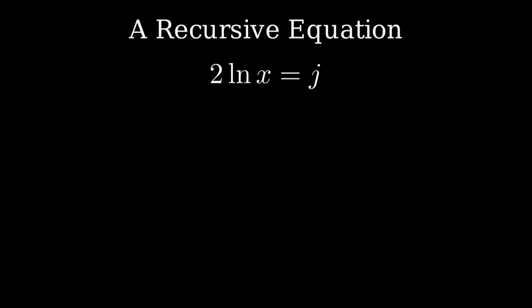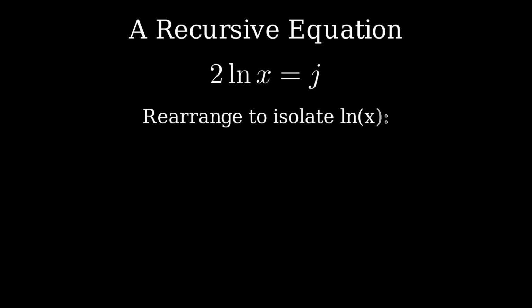Chapter 2, the recursive relationship. Rearranging this equation, we get the natural logarithm of x equals j minus the natural logarithm of x. But here's where things get interesting. This is a recursive equation. Let's keep substituting it into itself. The natural logarithm of x equals j minus, in parentheses, j minus the natural logarithm of x.